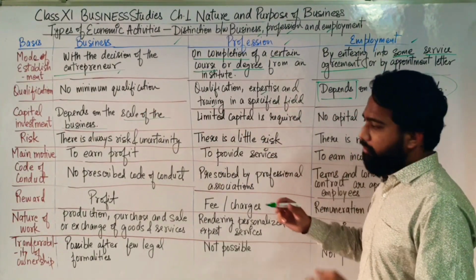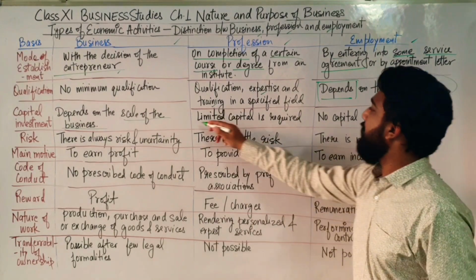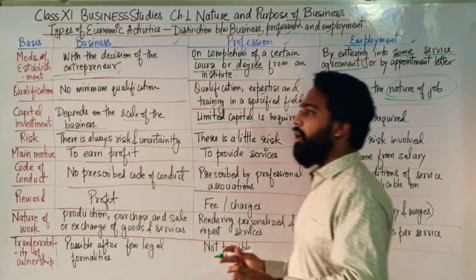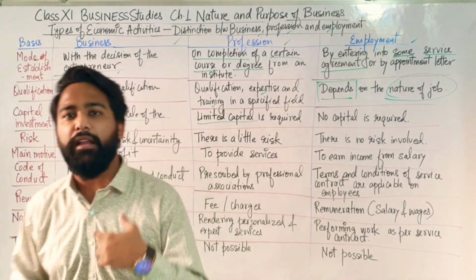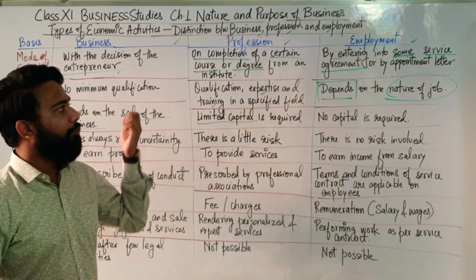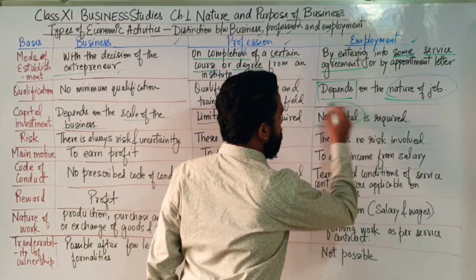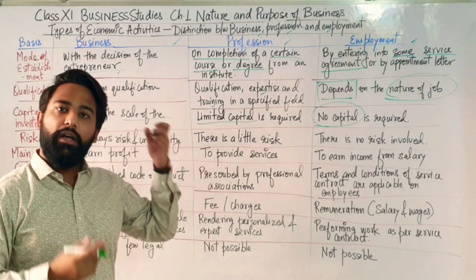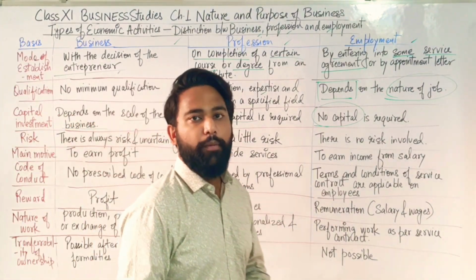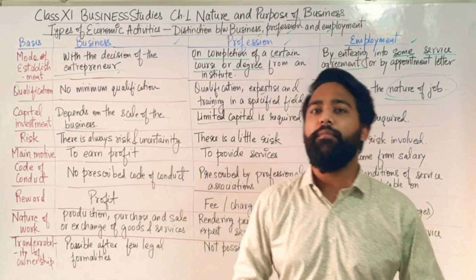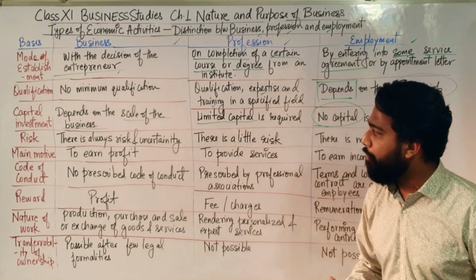What about profession? A very limited capital is required. For my profession, I need only a little amount so that I can study from that institution. And what about employment? No capital is required. I just need to go to the employer and ask for the job, and if I am suitable for him, he will provide me the job.